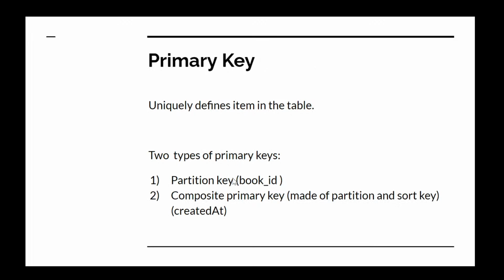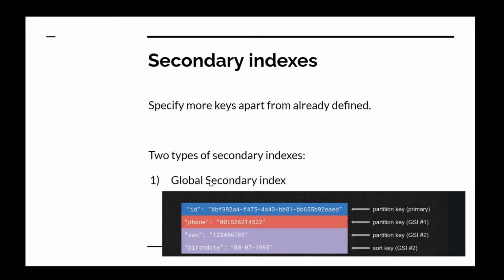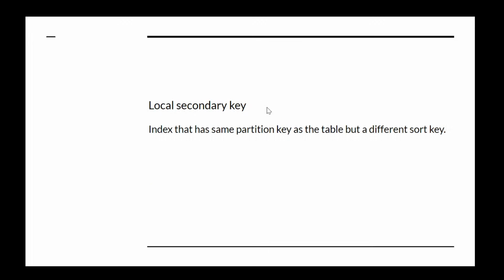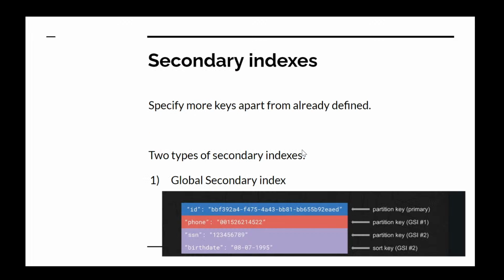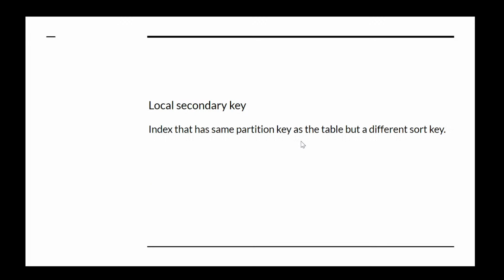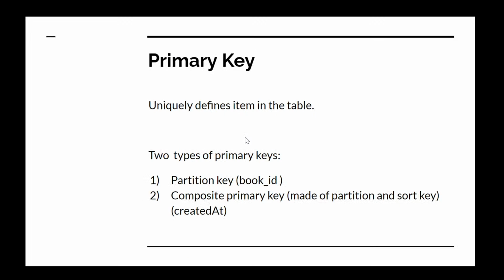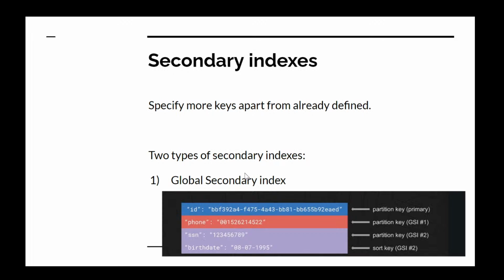Now, apart from these primary keys, we can also have something called secondary indexes. There are two types of secondary indexes: global secondary index and local secondary index. It's okay for this webinar if we don't go into the deep structure of DynamoDB. We'll be using only the partition key, but it's good to know about how DynamoDB works, right?